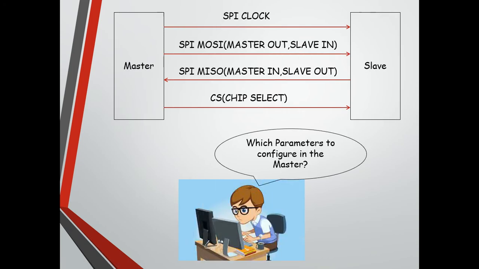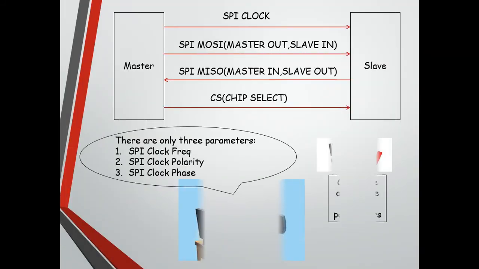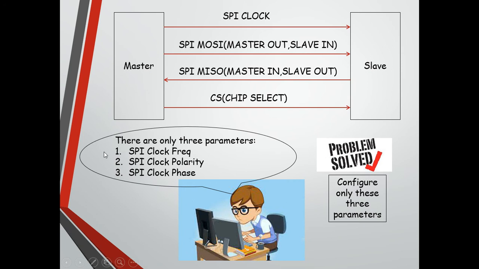Now the second question is which parameters to configure in the master device. The answer is that there are three important parameters in SPI communication. First is the clock frequency of the SPI. The higher the clock frequency, the higher the data rate, and you can transfer your data very fast. Then the SPI clock polarity and the SPI clock phase. So we have to configure only these three parameters in our master device.